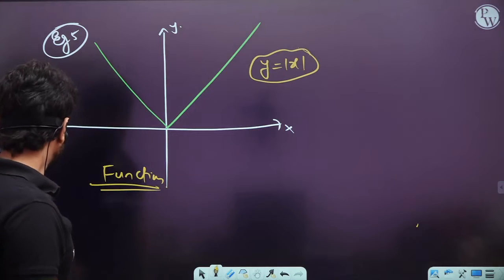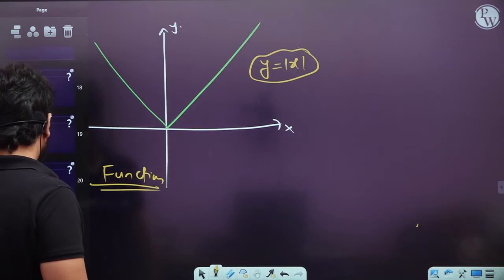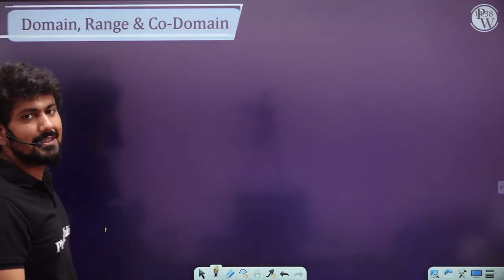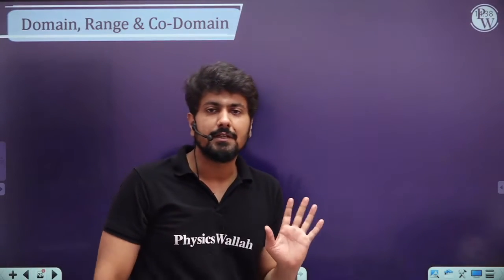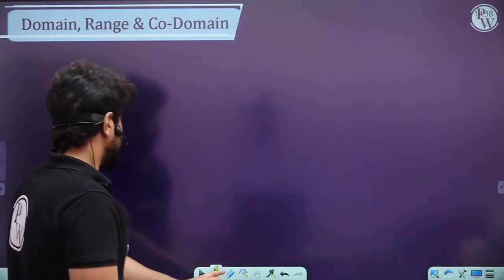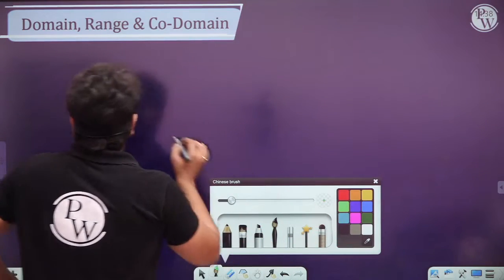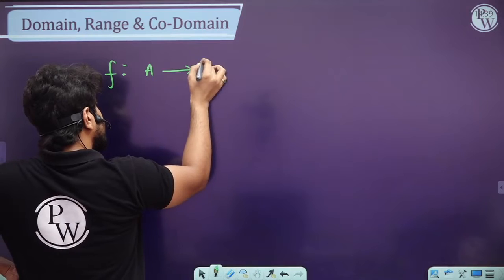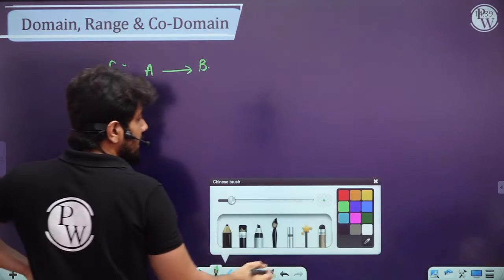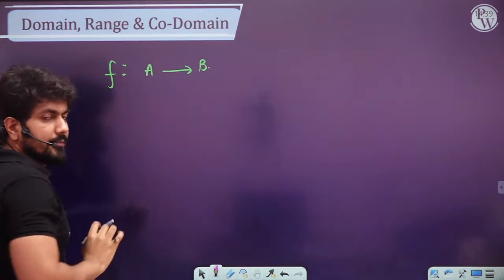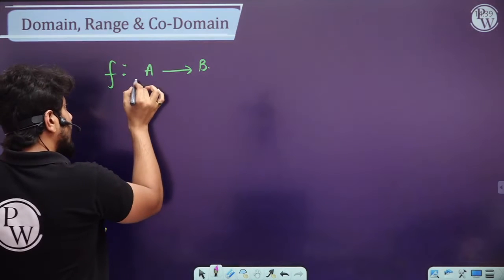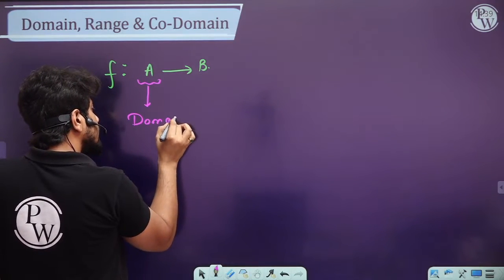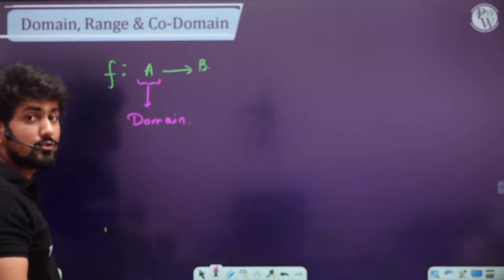Right? So this is also a function. Now there's a very important term in function, which is domain, range, and codomain. These three terms we need to understand. See, very simple. If a function is defined from set A to set B, then this entire set A is known as domain.